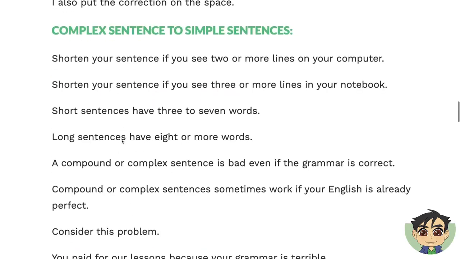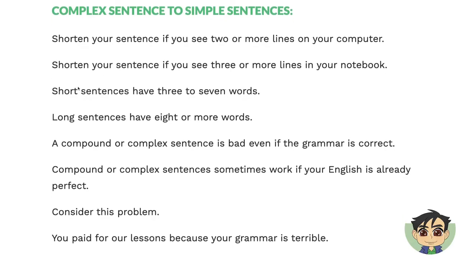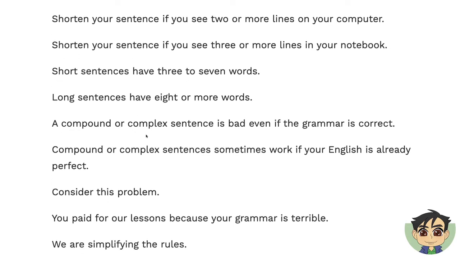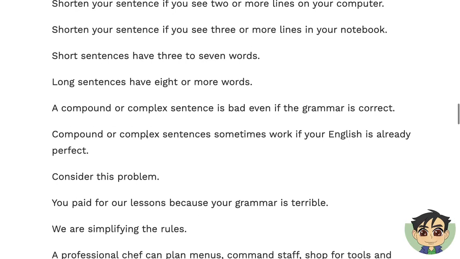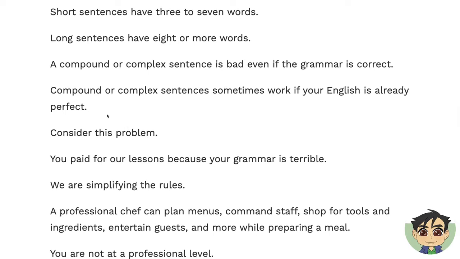So, from complex sentence to simple sentence. As I've said, shorten your sentence if you see 2 or more lines on your computer. Shorten your sentence if you see 3 or more lines on your notebook. Short sentences have 3 to 7 words. Long sentences have 8 or more words. So a compound or complex sentence is bad even if the grammar is correct. Compound and complex sentences sometimes work if your English is already perfect.